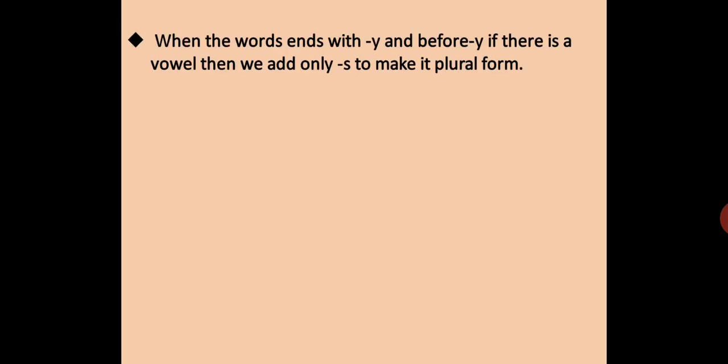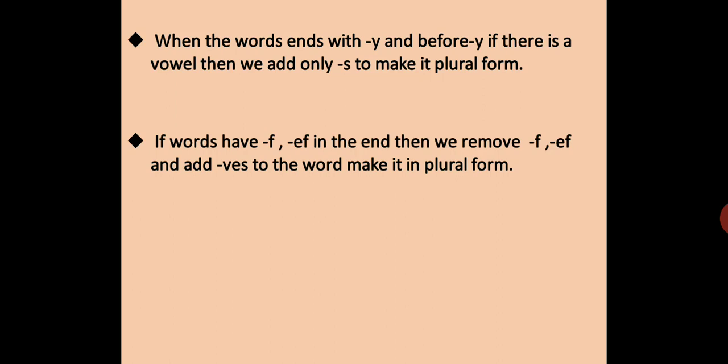Fourth rule is when the words end with y and before y, if there is a vowel, then we add only s to make it plural form. In this rule, if the last letter of the word is y and before y there is a vowel, then we add only s to them to make it in a plural form.